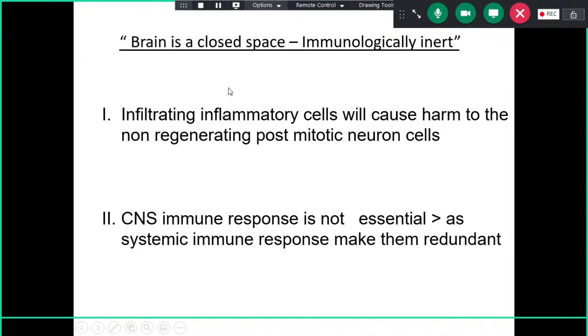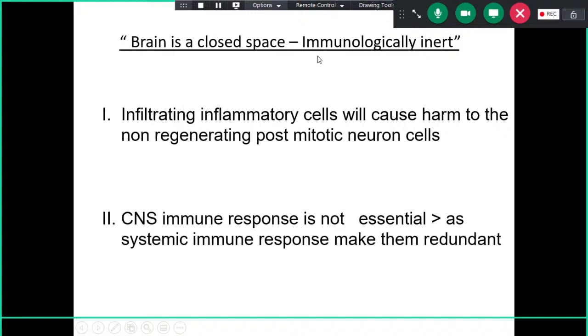At one point of time, it was thought that the brain is a closed space, immunologically inert, so there is no immunological activity. Now there has been an absolute change in this idea. The brain is not an immunologically inert area, because inside the brain you have a certain number of B cells, T cells, macrophages, microglial cells, etc., which are necessary for the homeostasis of the CNS and neural tissue inside the brain.